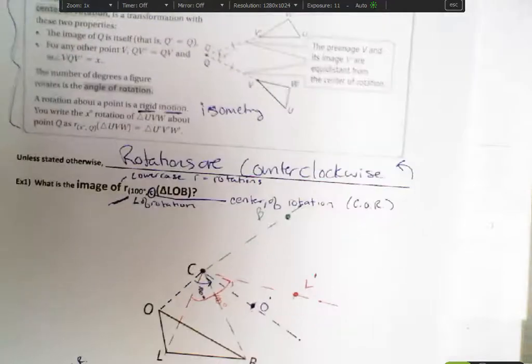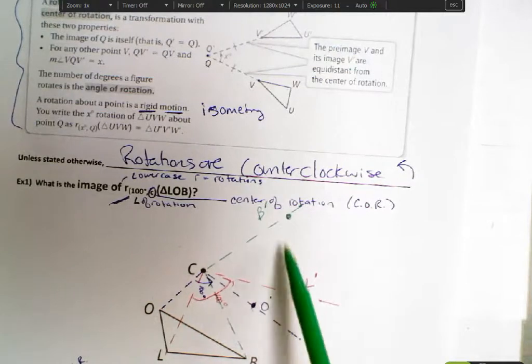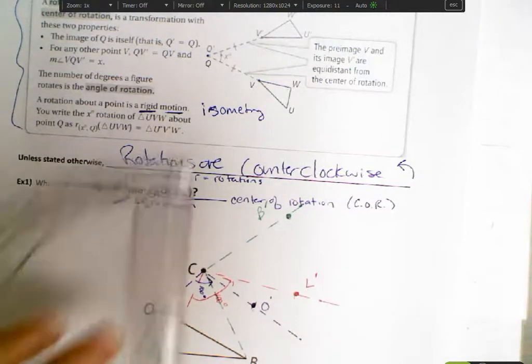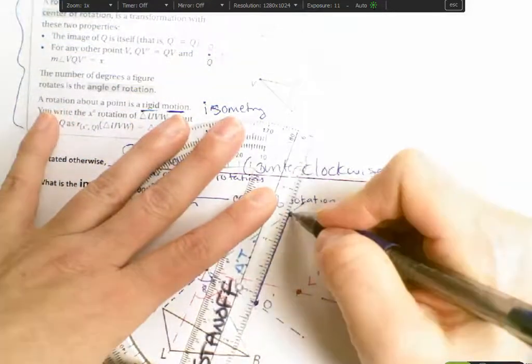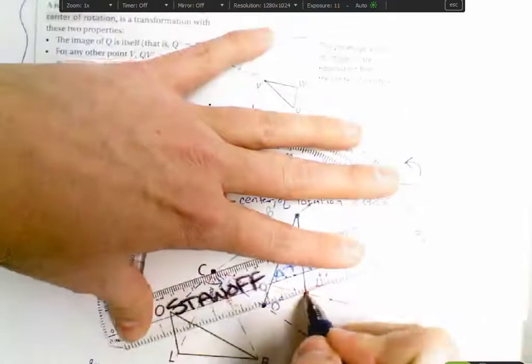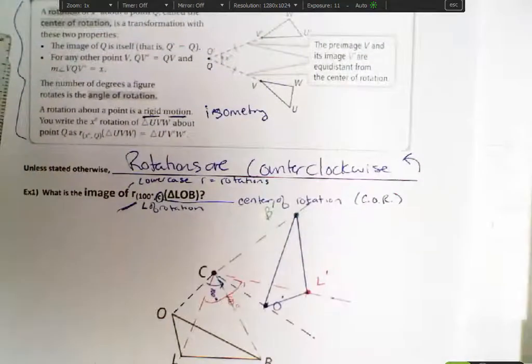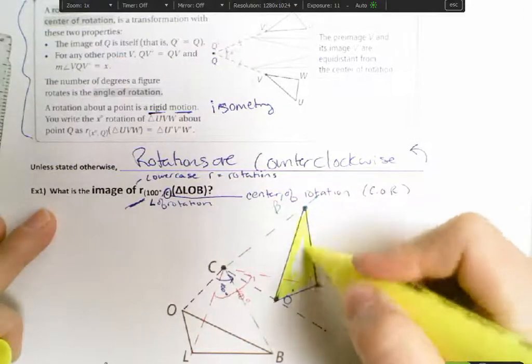So all that's left to do, now that I've done each of these 3, is ignore all these lines. I don't need them anymore. I just need to connect my prime vertices. I have a prime there and a prime there. I have a prime there and a prime there. So let's just create that triangle. I end up with a rotation that looks like so.